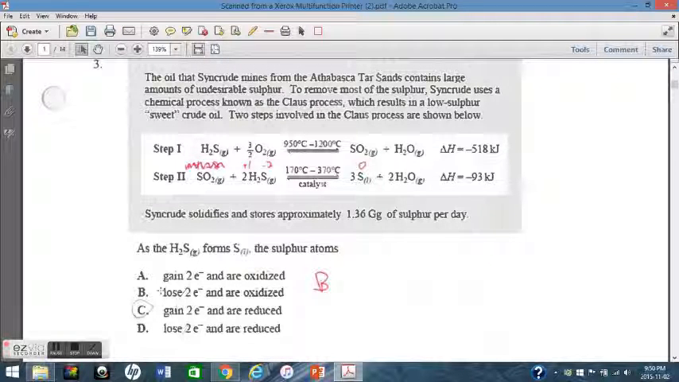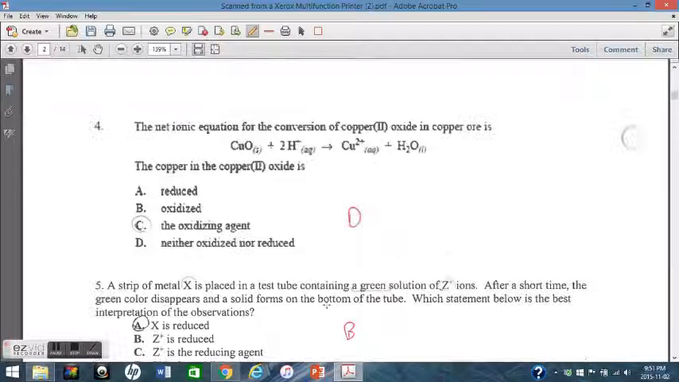Same kind of a thing here. If something is losing electrons, so as H2S forms the S, what happens to the sulfur atoms? Well, we're going from a -2 to a 0. In that case, its oxidation number is going up, which means it's becoming less negative, which means it's losing electrons. And then you have to know the definition there as well, and so B is correct there.